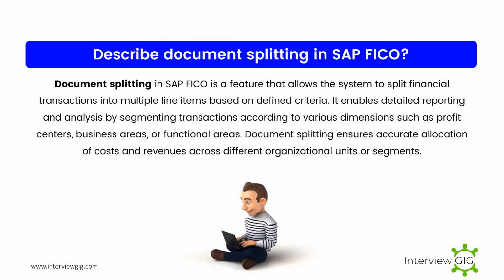Describe document splitting in SAP FICO. Document splitting in SAP FICO is a feature that allows the system to split financial transactions into multiple line items based on defined criteria. It enables detailed reporting and analysis by segmenting transactions according to various dimensions such as profit centers, business areas, or functional areas. Document splitting ensures accurate allocation of costs and revenues across different organizational units or segments.